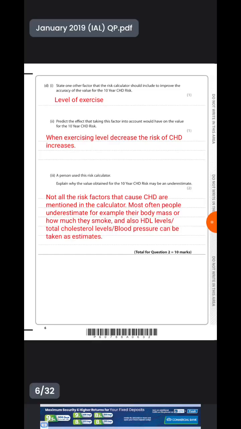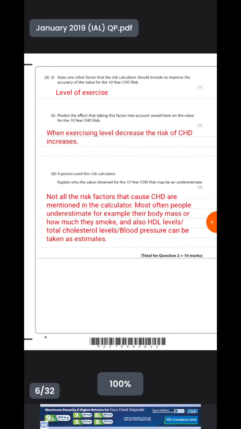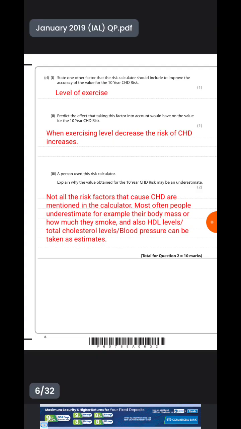Okay. Part D, Roman numeral 1. State one other factor that the risk calculator should include to improve the accuracy of the value of the 10-year CHD risk. So I wrote level of exercise, and I'll give you some examples as well. You can write salt intake, fiber intake, alcohol intake, body mass, BMI, obesity, waist to hip ratio, stress levels, and family history. That means if your parents have heart diseases, then you're more likely to inherit it.